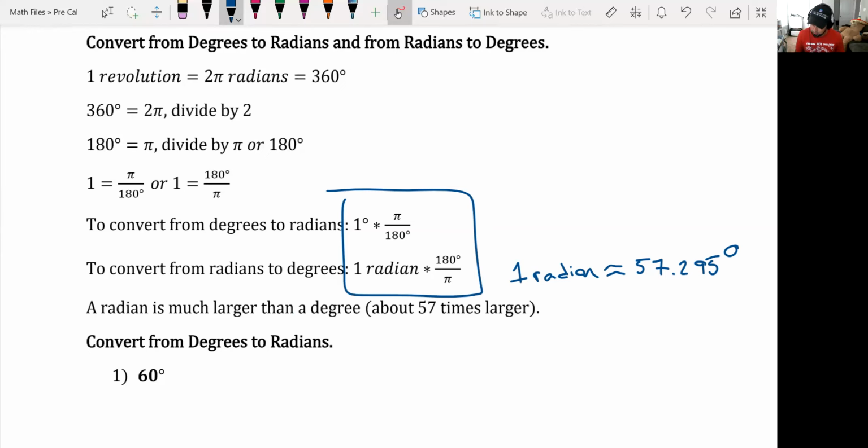If I did 1 degree, that would be 0.0017 radians. Crazy, right? So 1 radian is definitely a lot bigger than 1 degree.